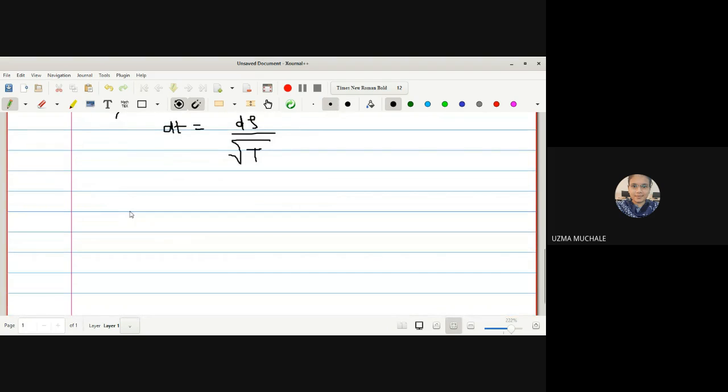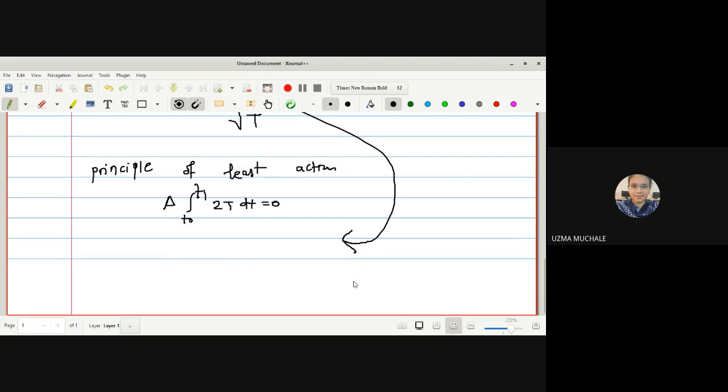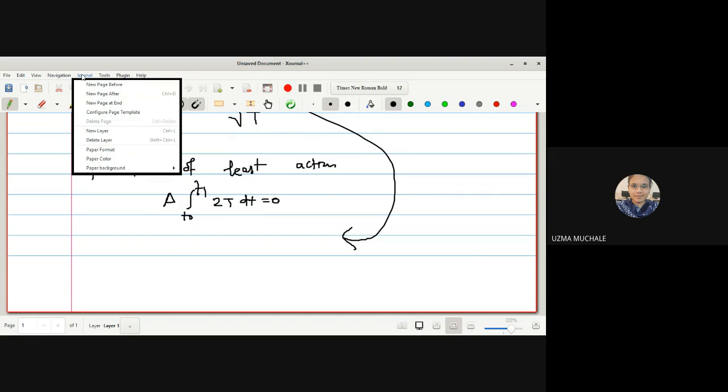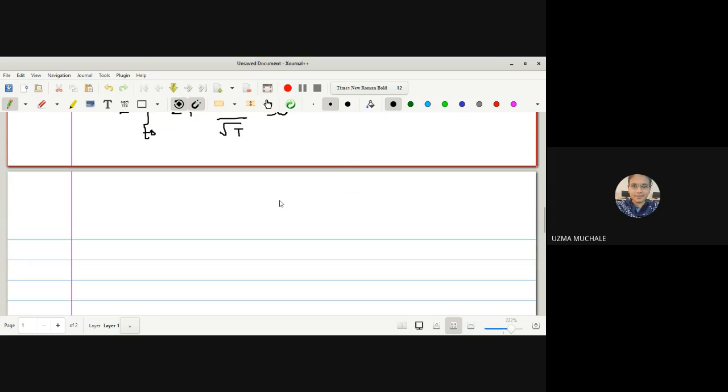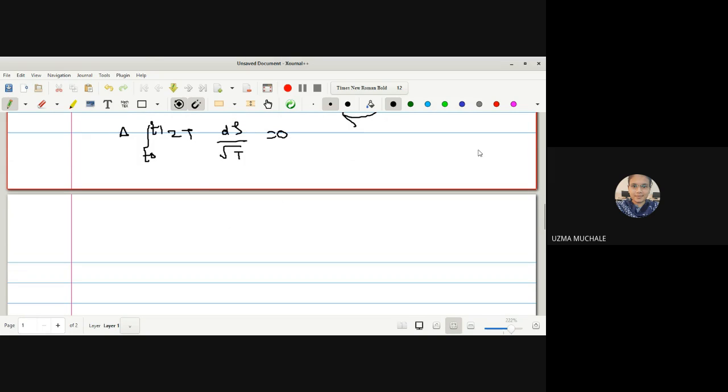Now what is the principle of the least action? The principle of the least action is given by delta integration from t0 to t1 of T dt is equal to 0. So the value of this dt you can write down from this. You have to substitute this dt, which Jacobi substituted. Simply he used a substitution and gave it the name Jacobi's form of the principle of the least action. The dt is nothing but d sigma by under root T, equal to 0. Now this is T under root T, so this T I can write as root T into root T.